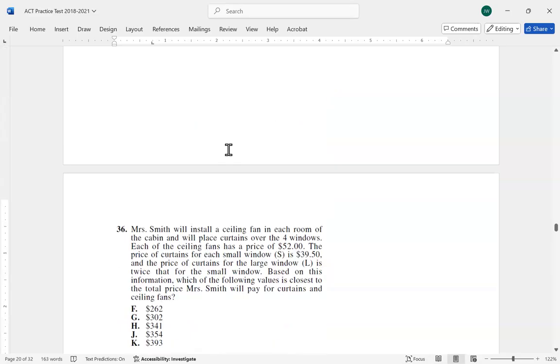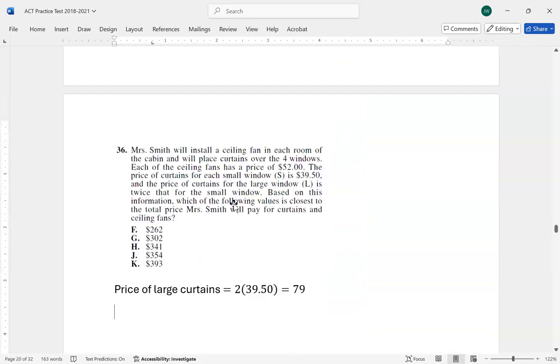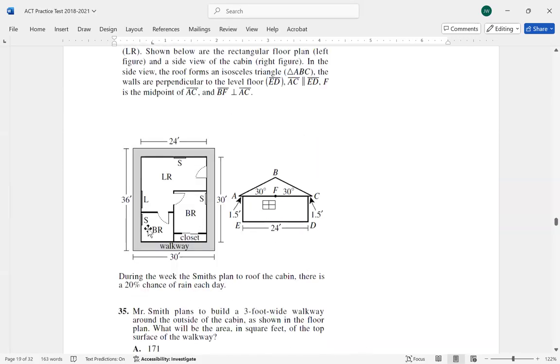So let's look up how many ceiling fans we need and how many curtains we need. So she's going to install a ceiling fan in each room. So we got to figure out how many rooms there are. We reference this drawing. Notice there are two bedrooms and 1 large room. So that's 3 ceiling fans that she'll need. Now look at the windows. There are 3 small windows and 1 large window. So 1 large window and then 3 small windows.